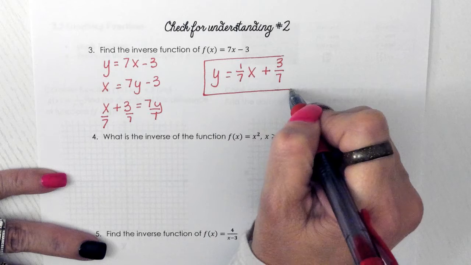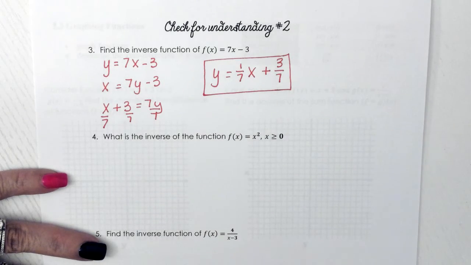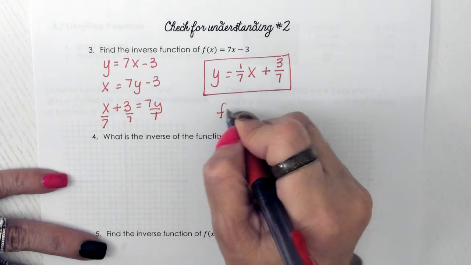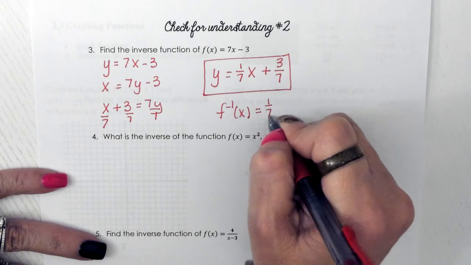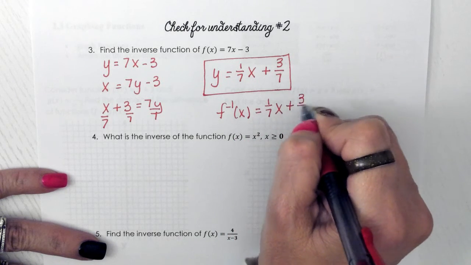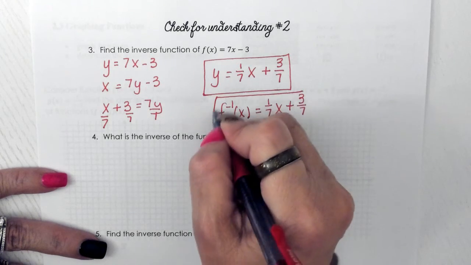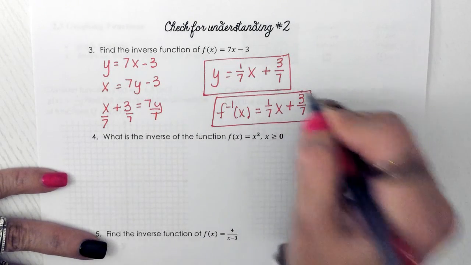Oh, sorry, I should not have done that. Hopefully you know what Mrs. Dean did wrong right here. I should have rewritten it as the inverse of f of x is 1/7x plus 3 over 7. Don't make that mistake. All right.